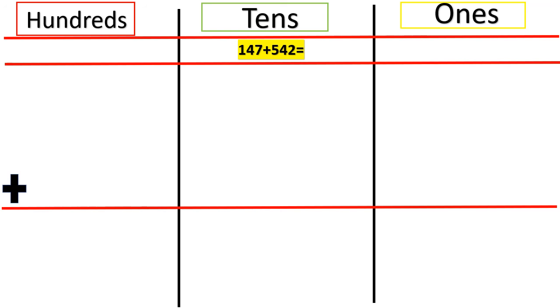147 plus 452. Set up your problem and give it a go. Add your problem. 689 is our answer. We have 9 ones, 8 tens, 6 hundreds.